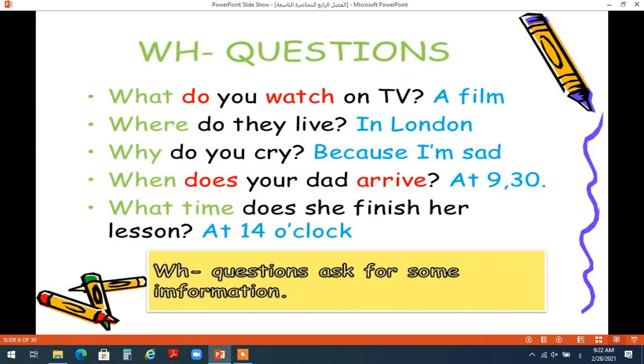When does your dad arrive? Again, here it is required to give some specific information regarding the time of the arrival of your father. For example, at 9:30. What time does she finish her lesson? Again, here the specific information required is about the time of finishing her lesson. For example, at 14 o'clock. So, as you have seen here, WH questions ask for some specific information.